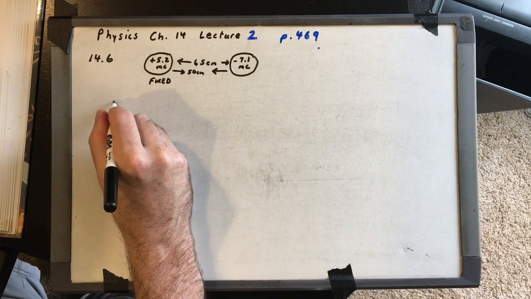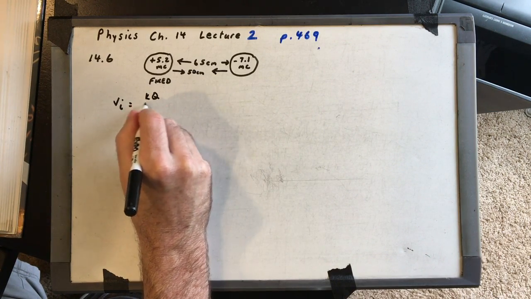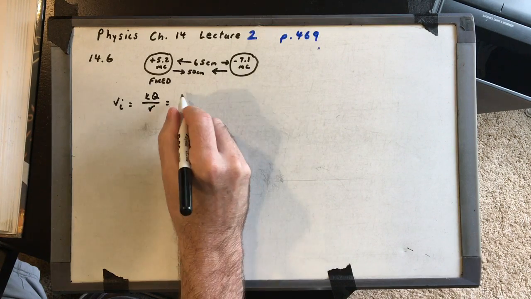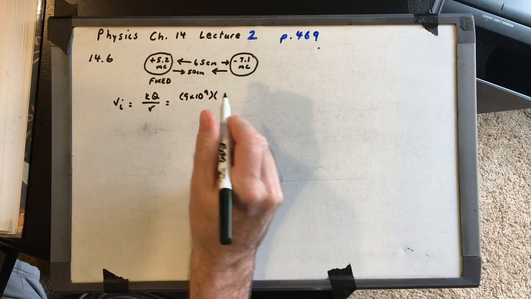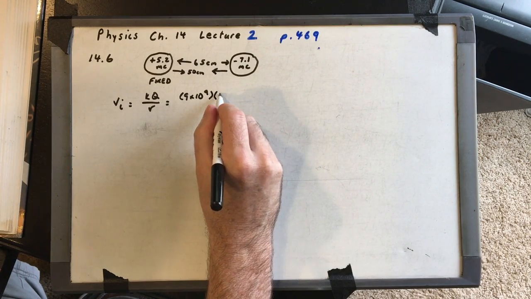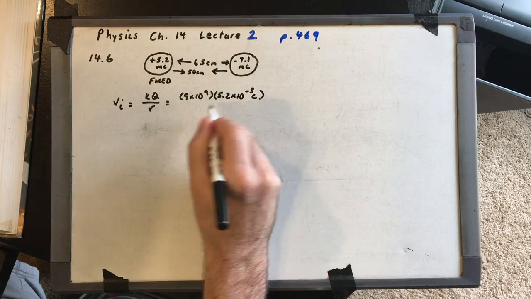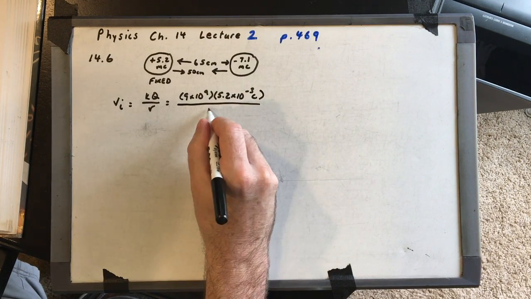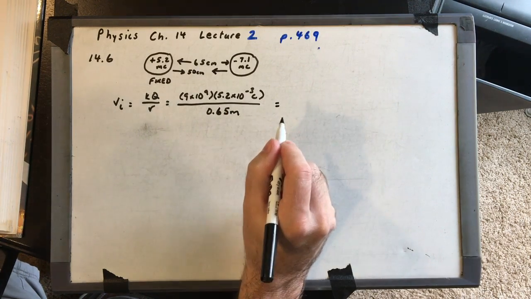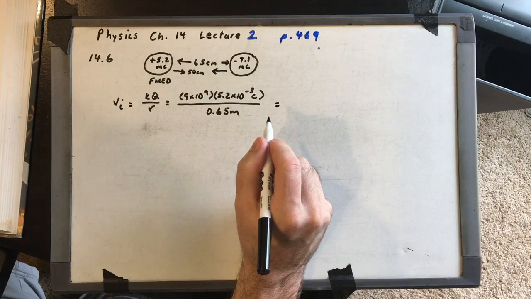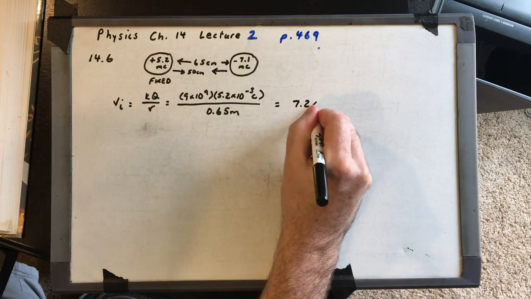Let's get the initial voltage. That's K, big Q, over R. So that's 9 times 10 to the 9th times 5.2 times 10 to the minus 3, and we were initially at 0.65 meters. So that initial voltage is 7.2 times 10 to the 7th volts.